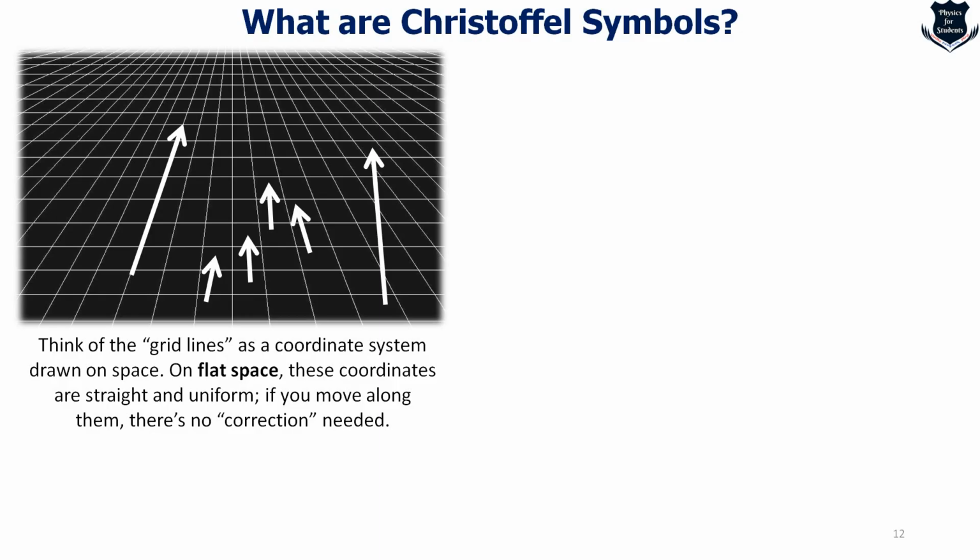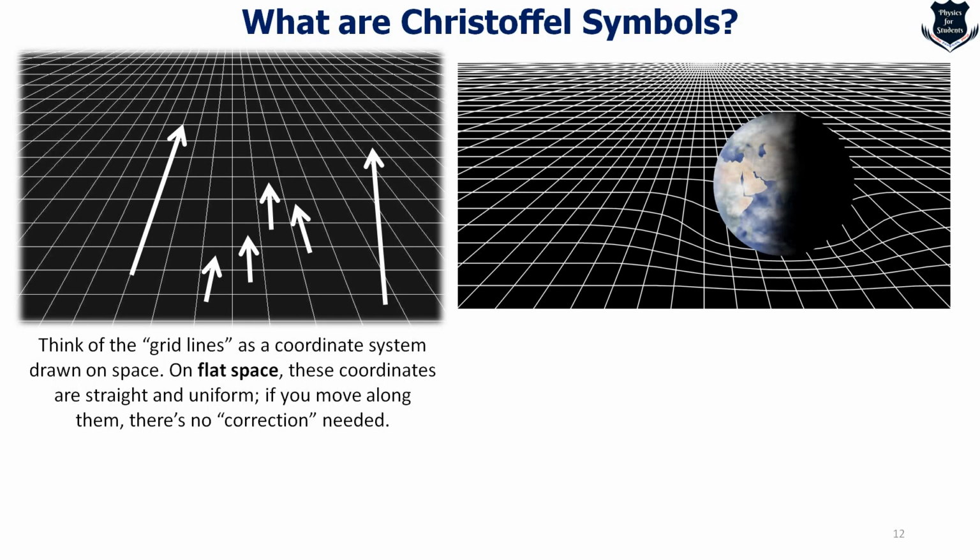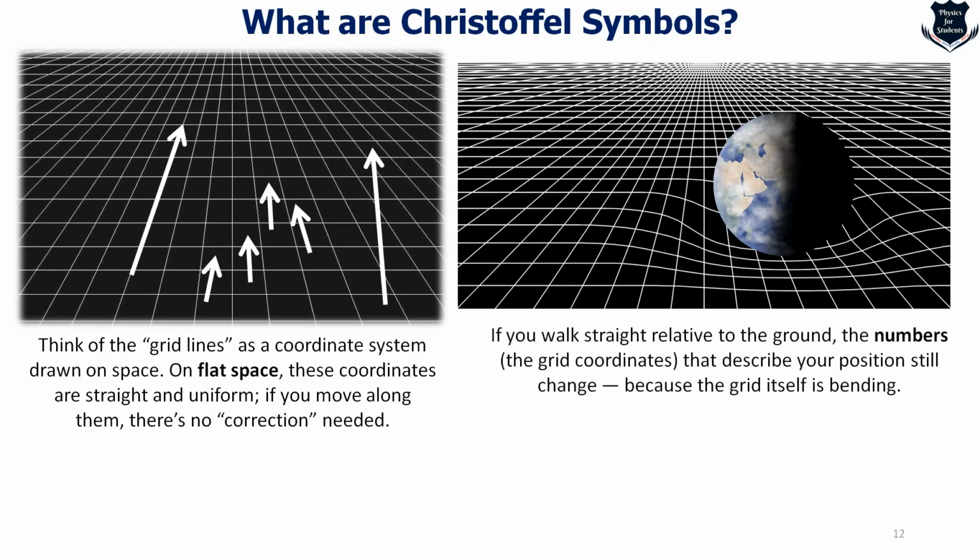And if you move along them, there is nothing that you need to correct or nothing extraordinary happens. Now I take this one where I put a heavy mass, for example, this earth. You put a heavy mass, and now you see, if I consider walking straight, the numbers of the grid of the coordinates that describe also changes.